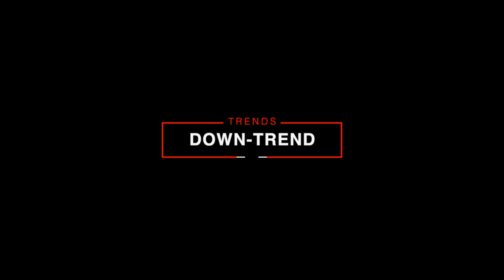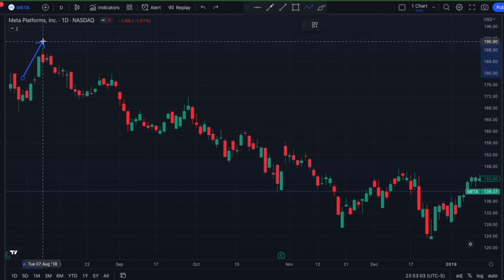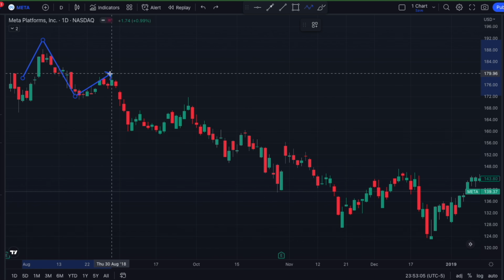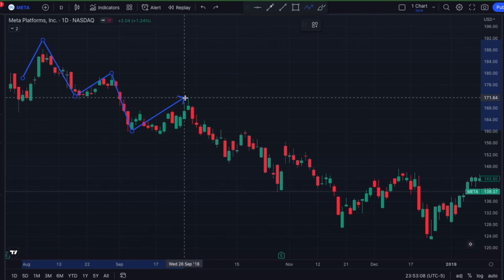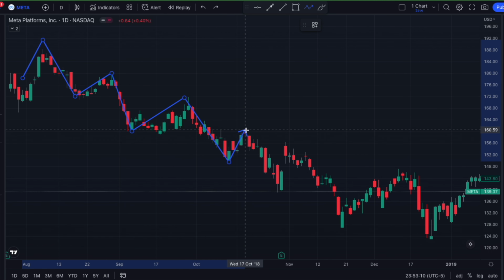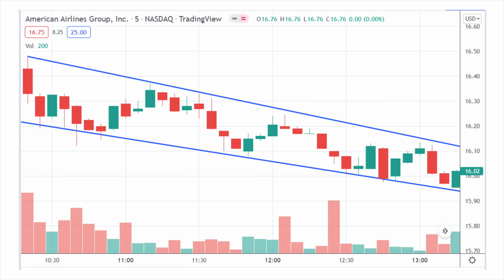Downtrend. In a downwards trend, each successive peak is lower than the previous one. Each successive trough is lower than the previous one. This is indicated by the straight blue lines that we have drawn in the chart here.